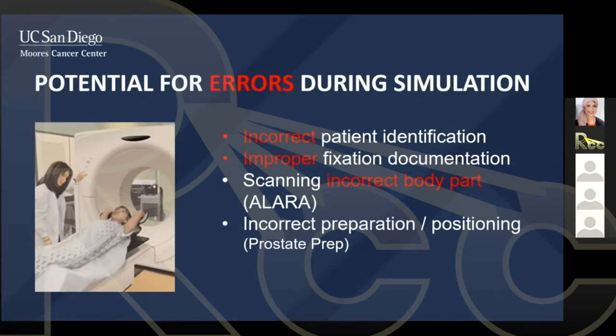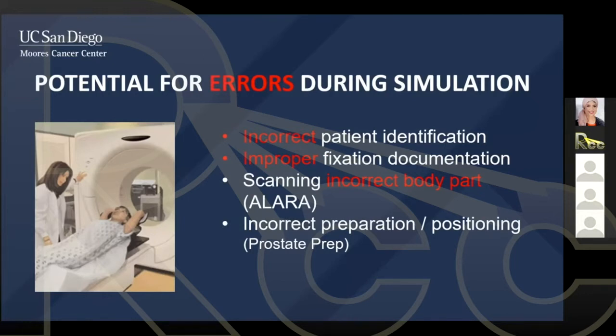There's a few potential errors during simulation as well. Incorrect patient identification. This is very important because if you identify the incorrect patient for a CT scan, you've essentially given a stranger a radiation dose that did not need to be given at all. Also, if this patient's information is passed down to the treatment planning phase, there's a chance that a plan will be created for the incorrect patient. So that's something to keep in mind when you're doing a CT scan. Definitely identifying the correct patient.